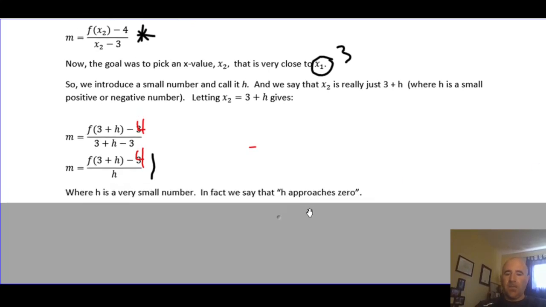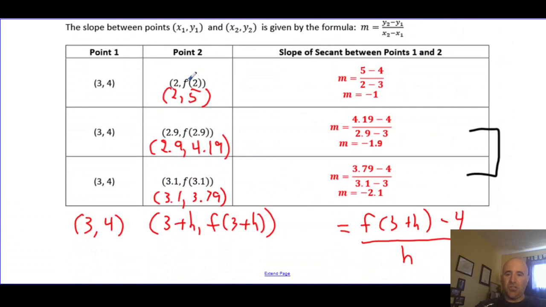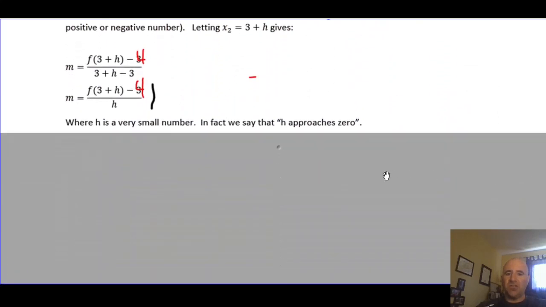Now, h is a very small number. In fact, we want to make h as small as possible, which is exactly what we did here. We made h equal to -1, and then -0.1, and then 0.1. Our next step might have been to do 3.01, and then 3.001, so making h very, very small. And so that introduces the idea that h is getting closer and closer to 0.